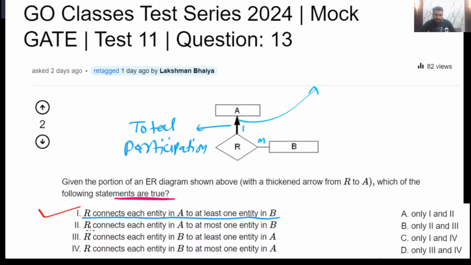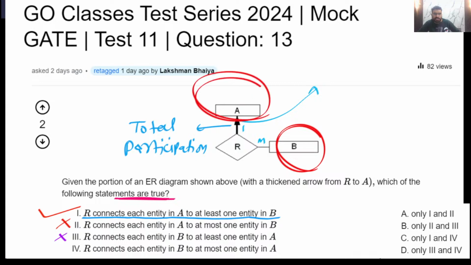Next, R connects each entity of A to at most one entity in B. This statement is not correct because there is one to many from A to B. So remember, if you have some entity here, then that entity can be connected to more than one entity on the B side. Very simple. R connects each entity of B to at least one entity of A. This is wrong because there is partial participation of B. So it is possible that some entity of B is not related to any entity of A.